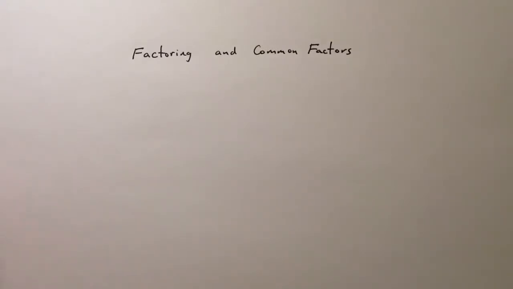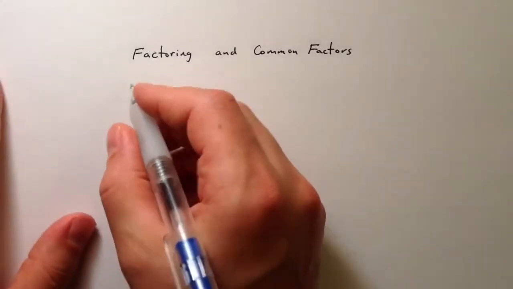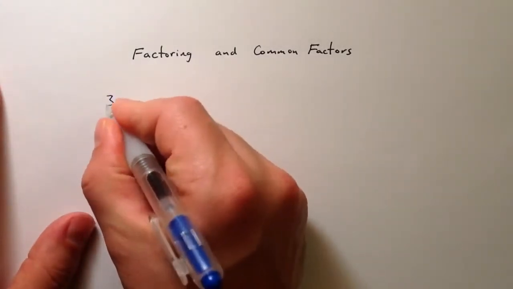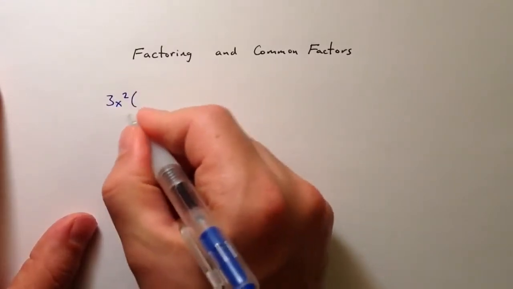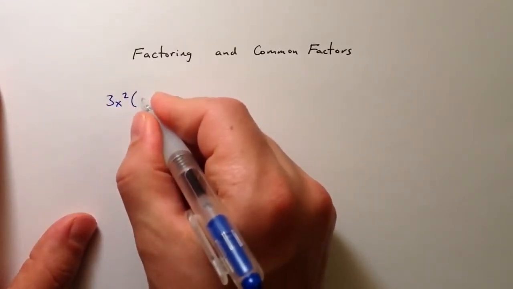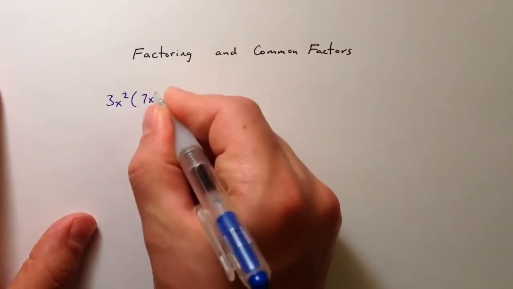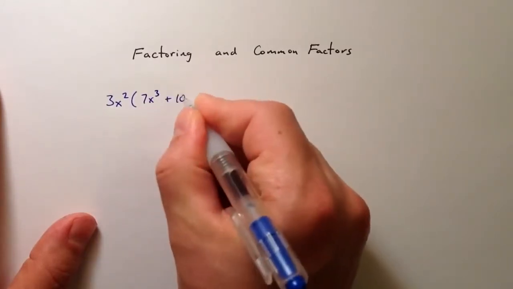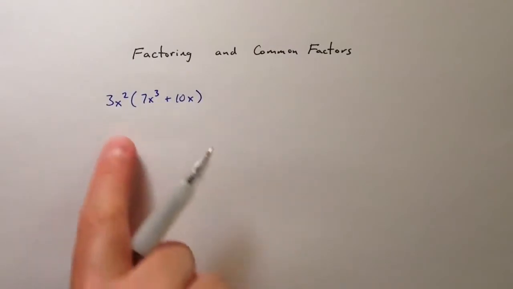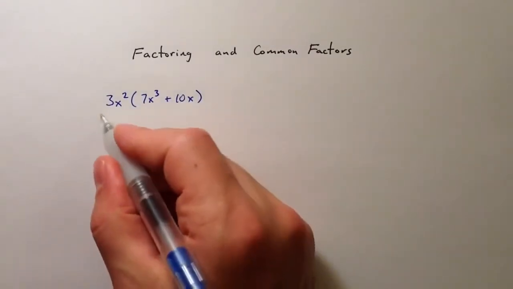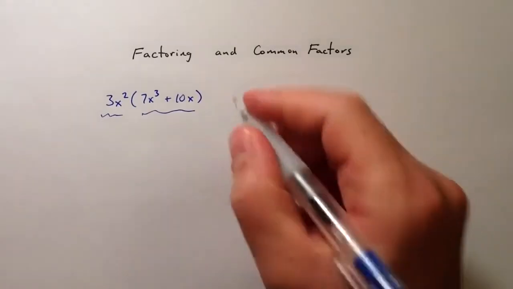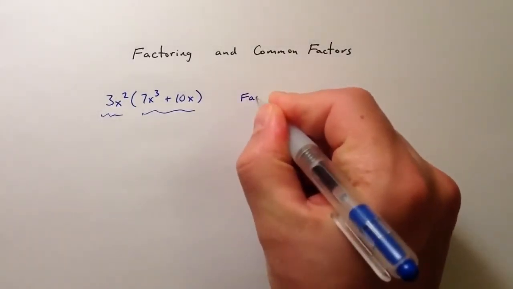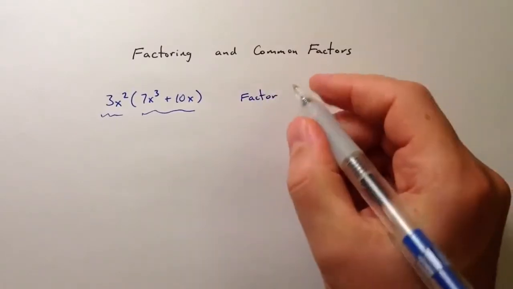Let's take a look at the idea of factoring and common factors. Factoring is kind of the opposite of multiplying out an expression. So a factored expression, for example, would be like 3x squared times (7x to the third power plus 10x). This expression is factored because it's split up into two parts that are multiplied together. In general, factors are separated by multiplication or division.